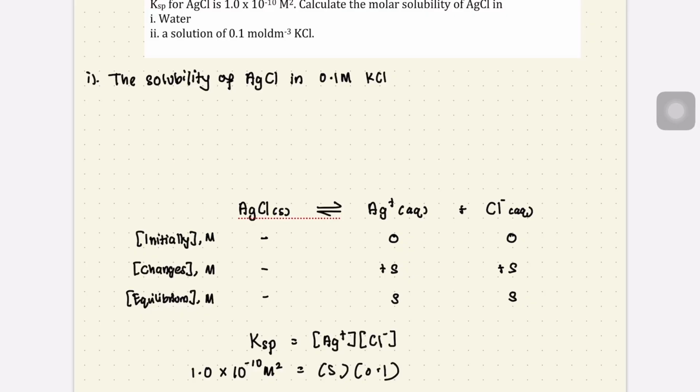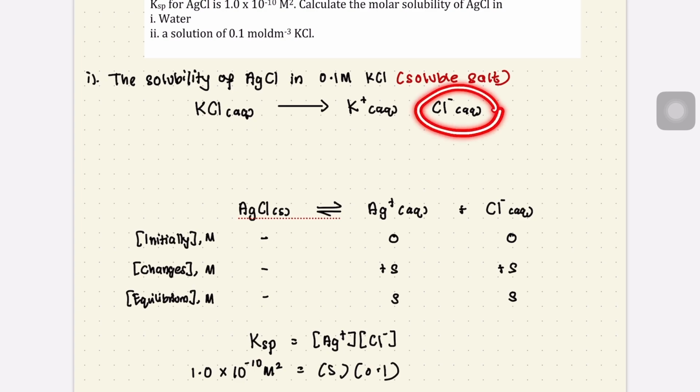Now let's take a look at what will happen to the solubility of argentum chloride when we add in 0.1 molar of potassium chloride salt. So, as we know, potassium chloride is a soluble salt. Therefore, it will dissociate 100%. In aqueous solution, it will produce potassium ion and chloride ion. So the common ion here is chloride ion.